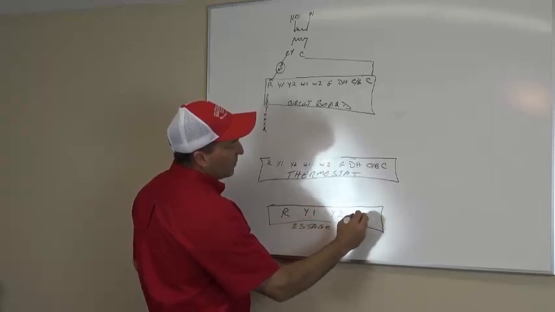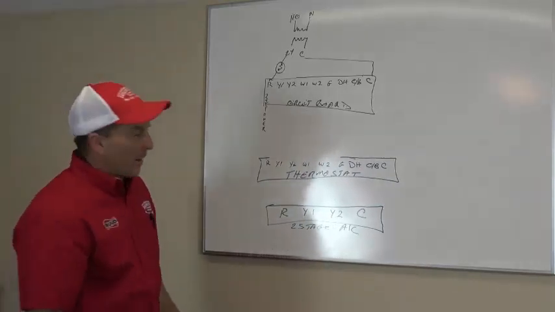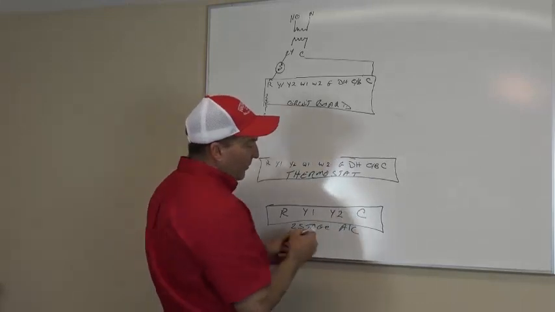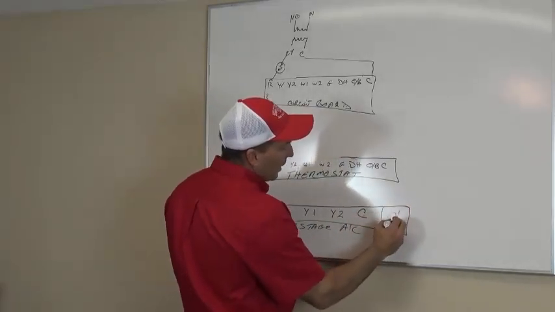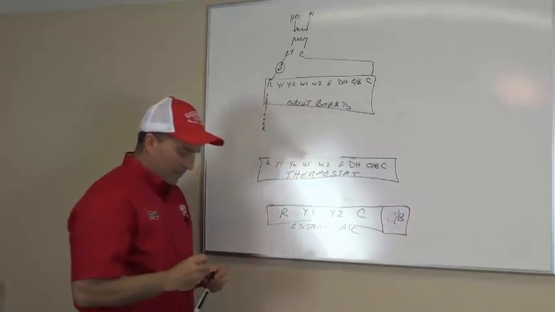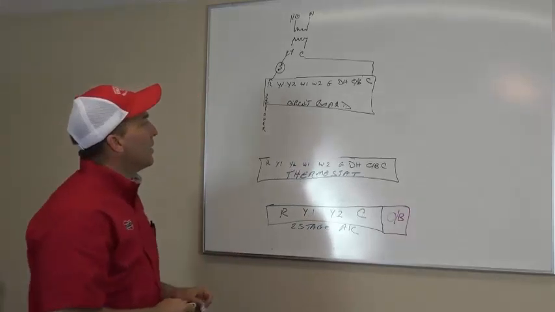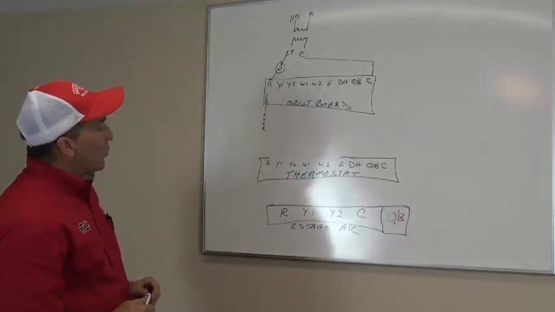Y2, C. Right? Now, what if it's a heat pump? I'm going to do the heat pump in a different color over here. And the heat pump is then going to have an O/B. Okay? Reversing valve. That's your reversing valve. Okay. So, thermostat, circuit board, outdoor unit.